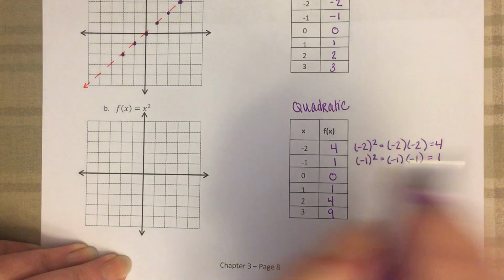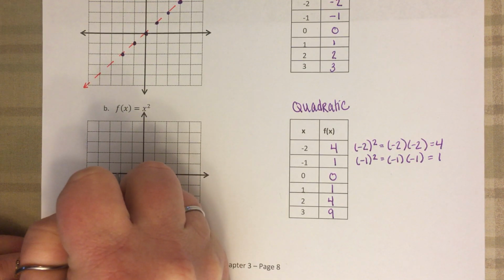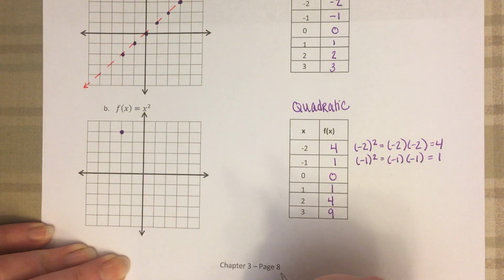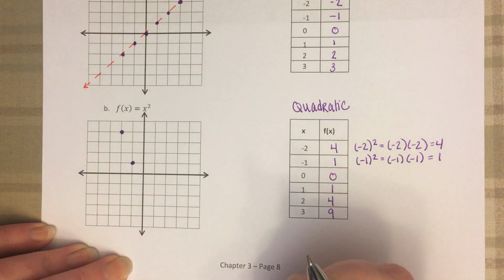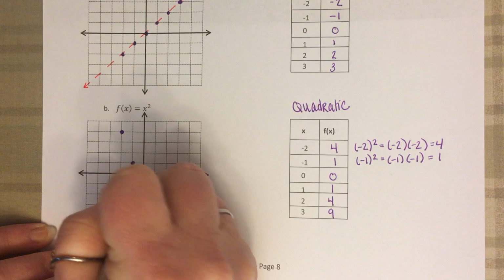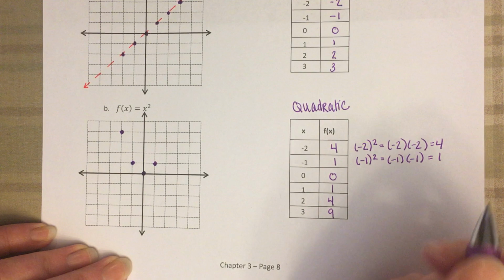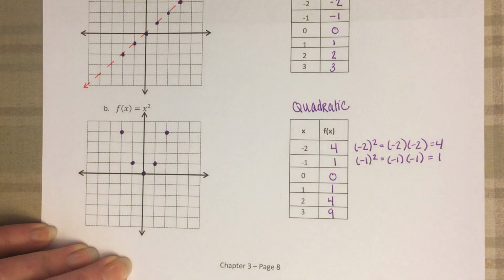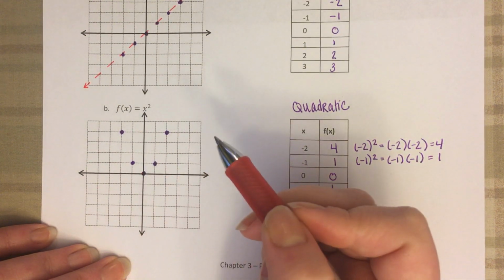So we're going to start plotting these points. Our first point is -2, 4. We move to the left 2 on our x-axis and then go up 4 spaces for f of x. We move to the left 1 and then up 1 for our next point. Our third point is going to be at our origin. Our next point is 1, 1, so we move to the right 1 and up 1, and then we have the point 2, 4. Notice that we have kind of a mirror image if we were to fold our paper at our y-axis right now.